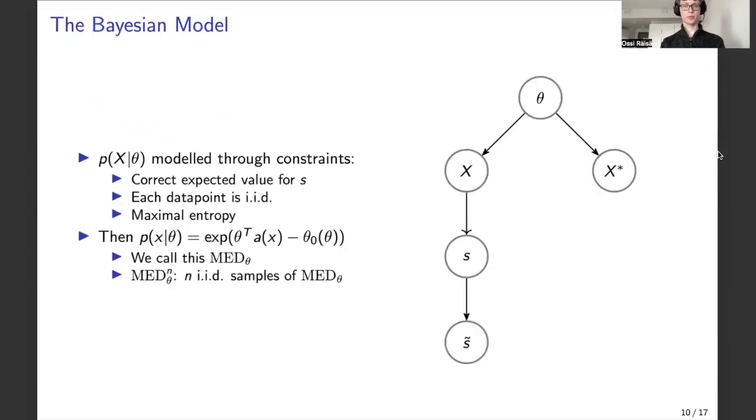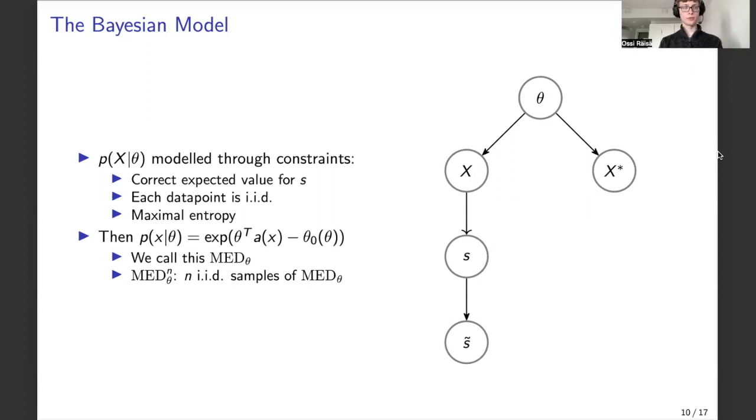Next, I'll go over the Bayesian model, starting with the variables on the right. First, we have theta, which is the model parameters that generate the real data, which is X. Then we have the marginal query values S and the noisy marginal query values S tilde from the Gaussian mechanism. We also have X star, which represents a hypothetical data set, which is used in the posterior predictive distribution.